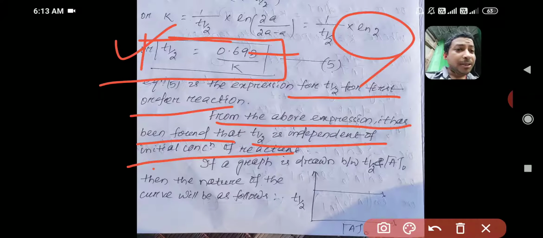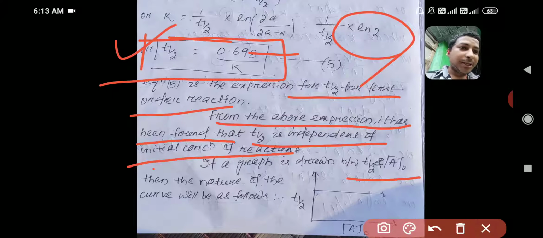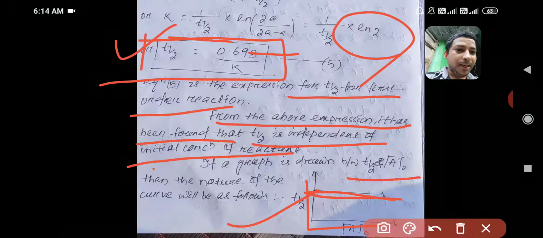So if a graph is drawn between half-life period and initial concentration, then definitely half-life period will be independent of initial concentration. Whatever the value of initial concentration, the value of half-life period will remain constant. Then the nature of the curve will be like this.